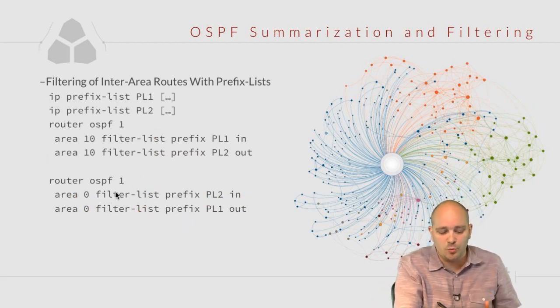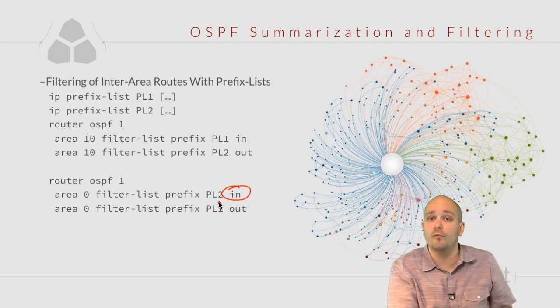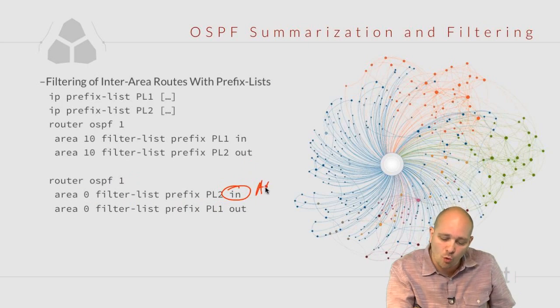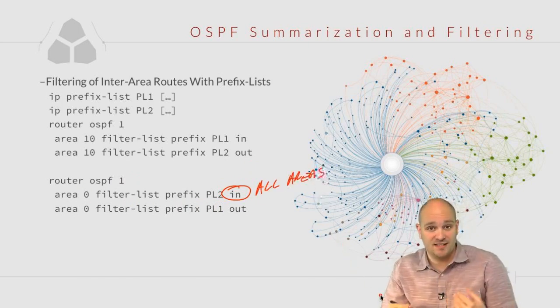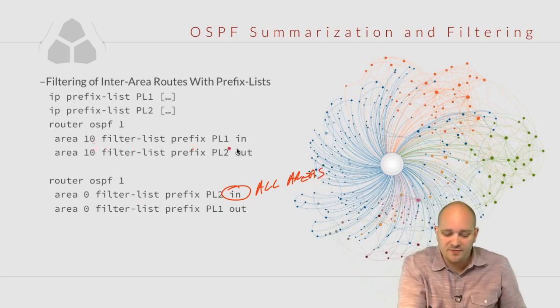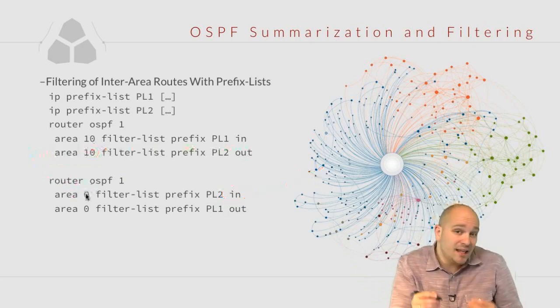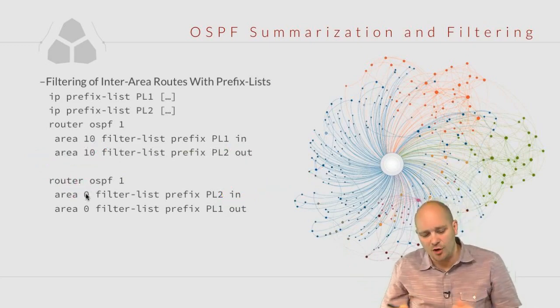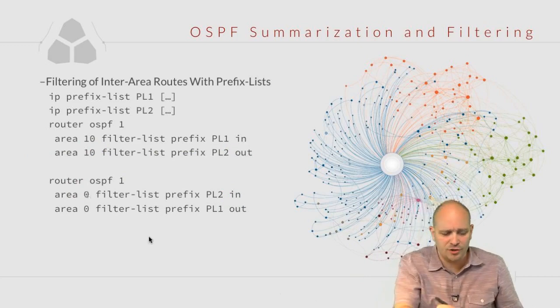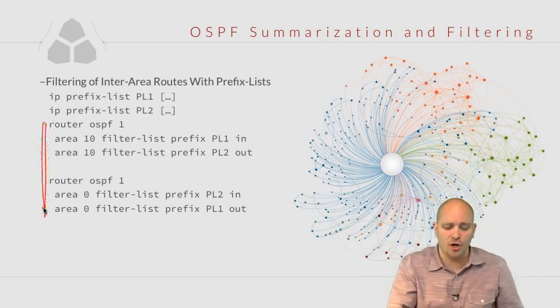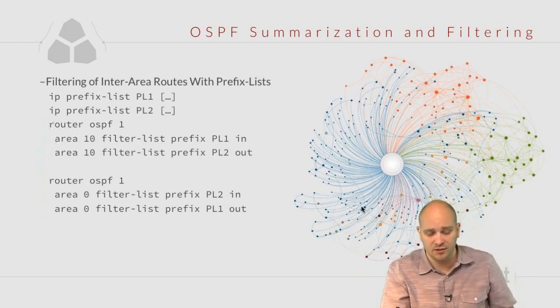If there are other areas, then these two are not equivalent. Because with this configuration here, when I say filter the routes as they are being advertised into the area 0, I'm not saying from which area. This applies to all areas that are attempting to inject their prefixes into area 0. This filter here, however, affects only area 10. But if we only have area 0 and area 10 on our routers, these two configurations here are functionally equivalent configurations.